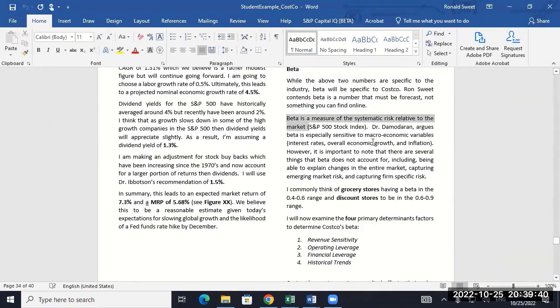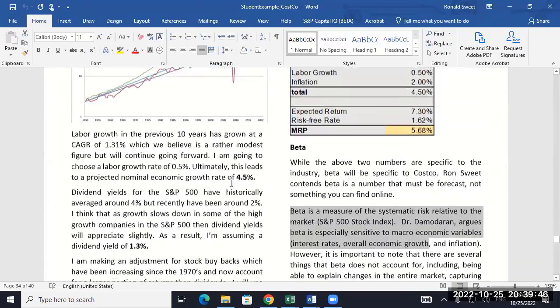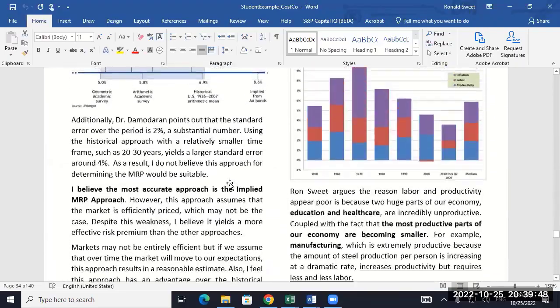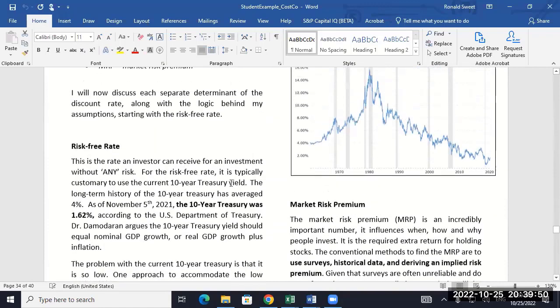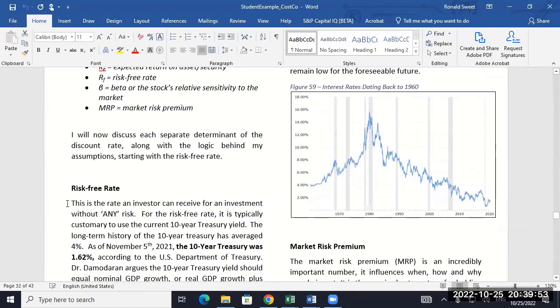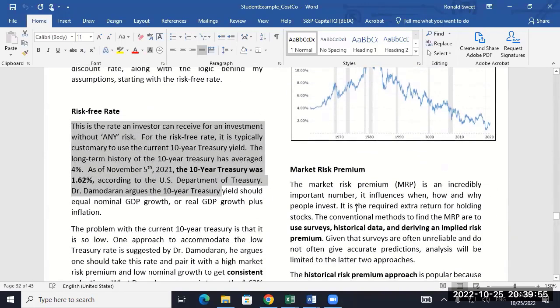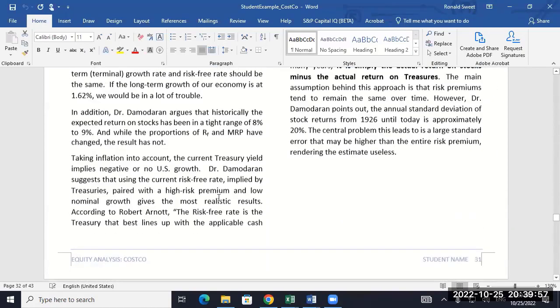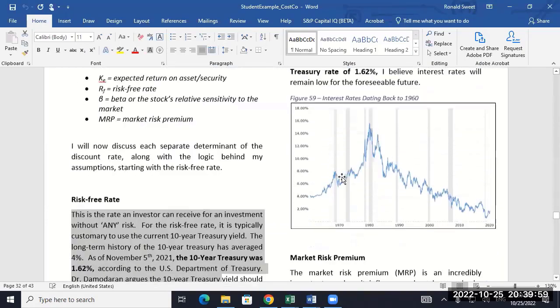Now he defines it. I would not put that into your paper. Beta is, we know what beta is. You're writing this to professionals in the industry, so you don't really need a lot of definitions here. Again, he spends a lot of time on the risk-free rate, probably about twice or 3 times as much as you do.